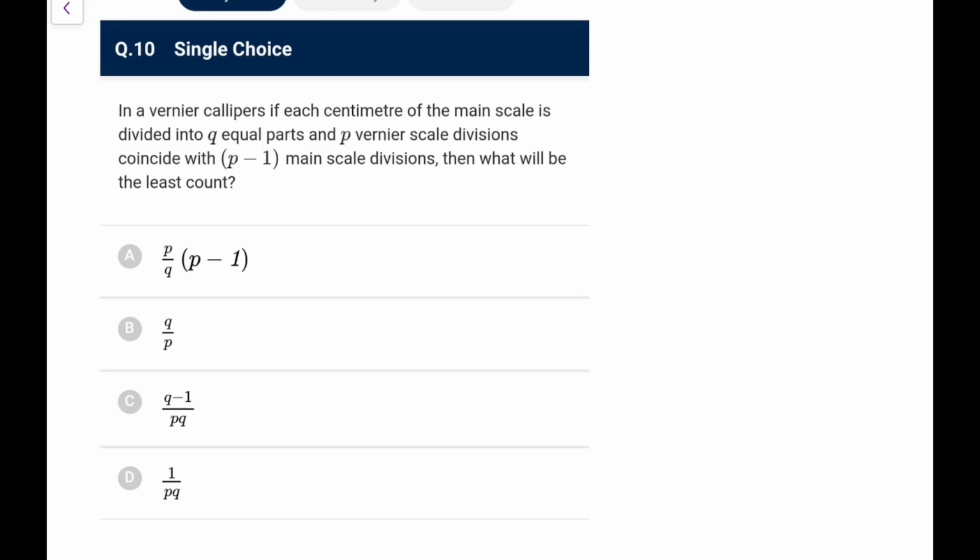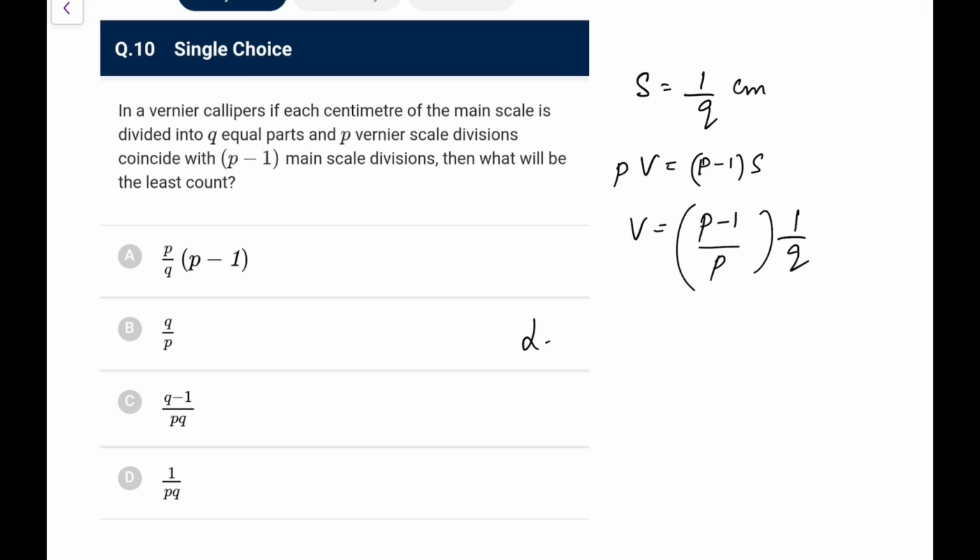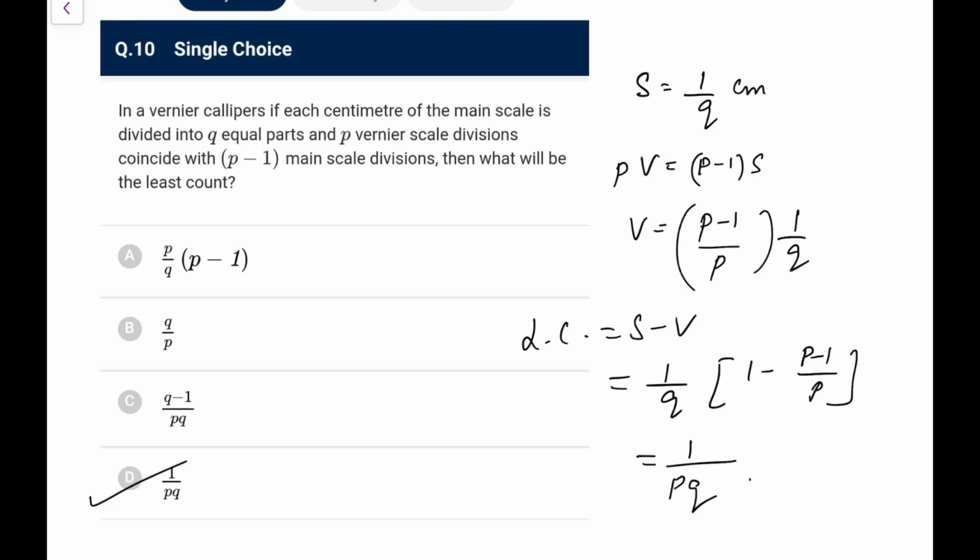Next one, in a vernier caliper, if each centimeter of the main scale is divided into q parts and p vernier scale divisions coincide with p minus 1 main scale divisions, then what is the least count? Each centimeter is divided into q parts, that means s is equal to 1 by q centimeters, and p vernier divisions, that is p into v is equal to p minus 1 into s, so v is equal to (p minus 1) upon p times s, that is 1 by q. Least count, you know, is s minus v, that is 1 by q into (1 minus (p minus 1) upon p), so it comes out as 1 upon pq. So go for option D, that is the answer.